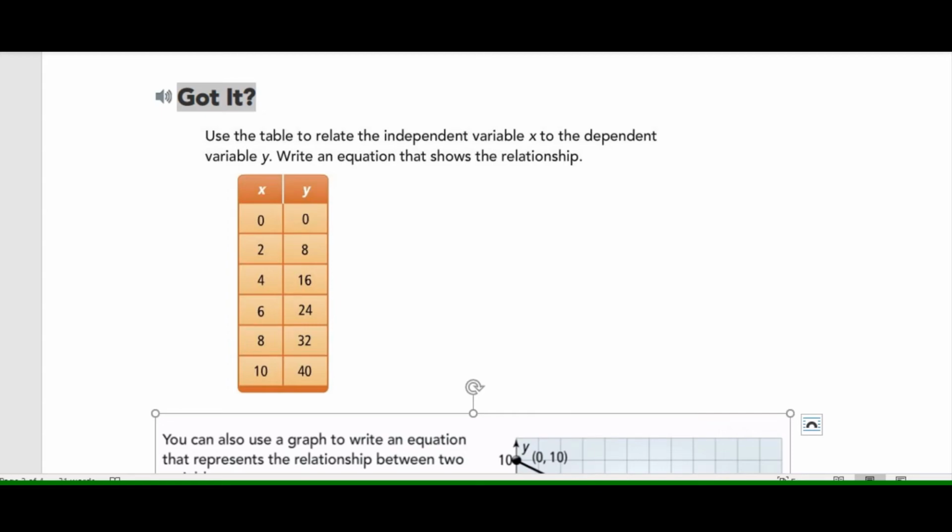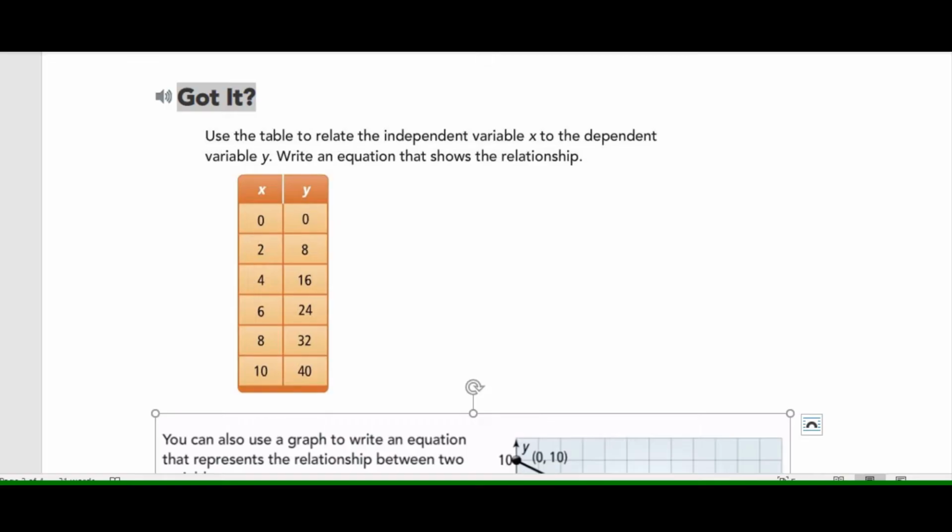Use the table to relate the independent variable x to the dependent variable y. Write an equation that shows the relationship. So we have to write an equation. Remember, equations have equal signs. And we want to figure out what is the relationship between the x and the y coordinate for this question.